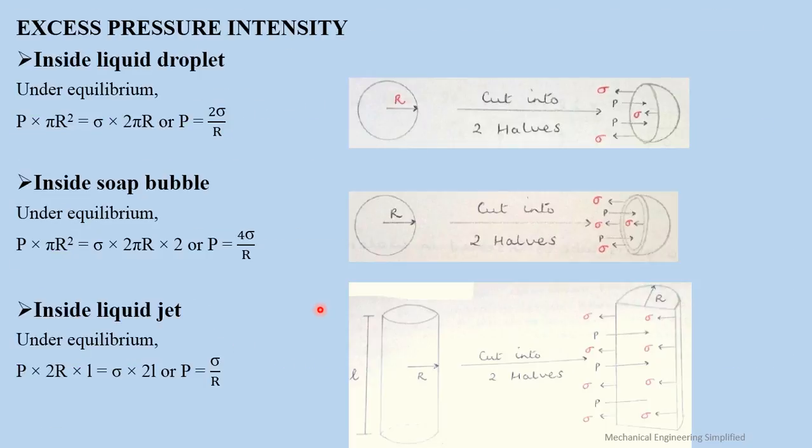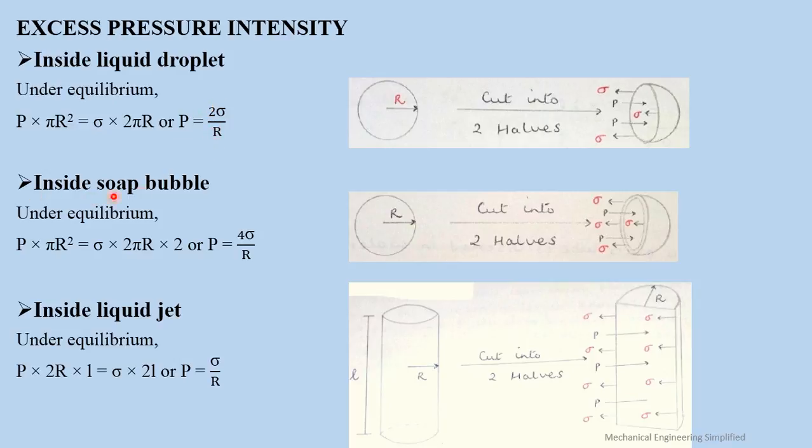Then we have excess pressure intensity. Inside a liquid droplet of radius r, when it is cut into two halves, it becomes something like this. The pressure P is towards inside and sigma, the surface tension, is towards outside. So when we balance these two forces, P into pi r square, that is pressure into area, is the pressure force, and sigma into 2 pi r is the surface tension force. By equating these two, we get P is equal to 2 sigma by r.